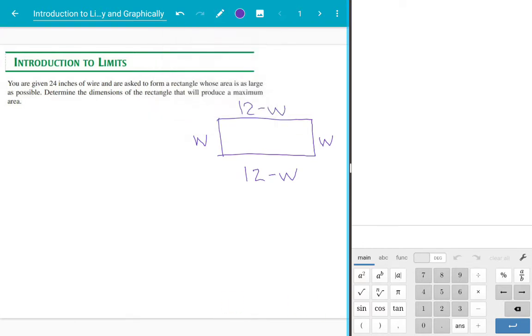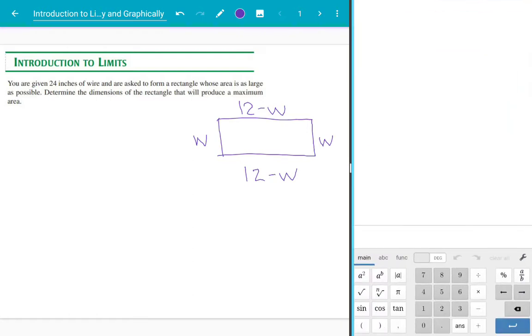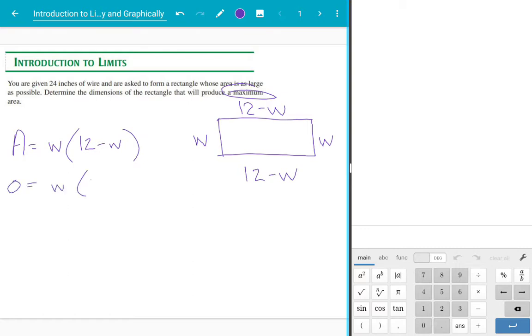Okay, so we're talking about areas. How do you find the area of a rectangle? Well, the area of a rectangle is just going to be length times width, so here's your function, right? So you want to find a maximum area. Now the word maximum, when we work with quadratics, just represents we want to find the vertex. Now since this is already in factored form, we can just go ahead and do that.